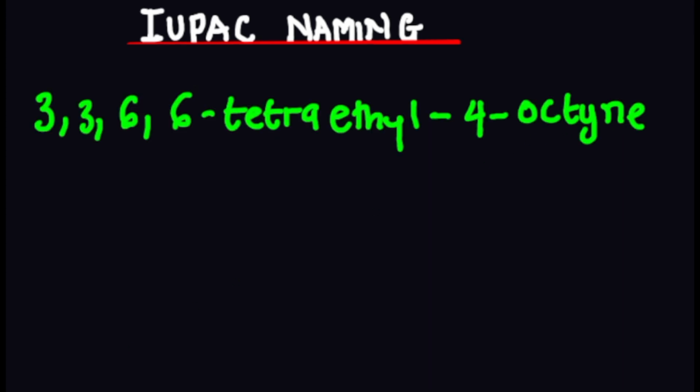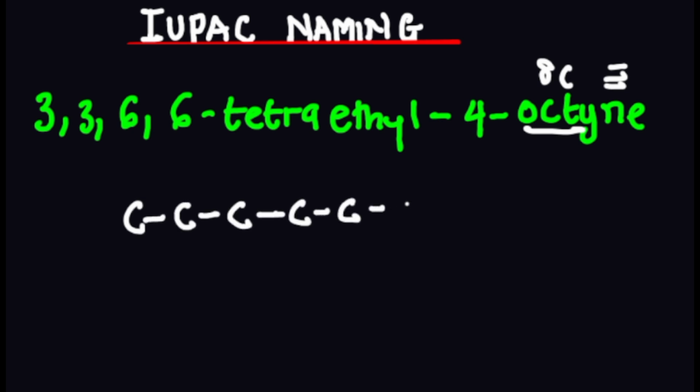Now look at this name. We have 3,3,6,6-tetraethyl-4-octyne. Now oct simply means 8 carbon atoms, right? Yne simply represents a triple bond. So this triple bond and these 8 carbon atoms. So let's draw 8 carbon atoms. We're going to have 1, 2, 3, 4, 5, 6, 7, 8, right?